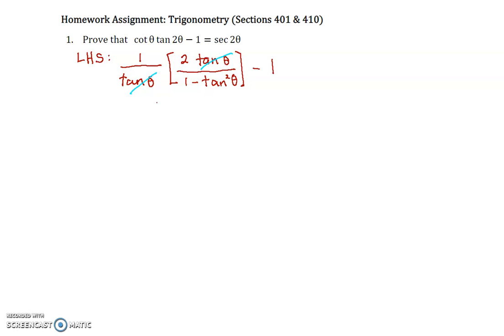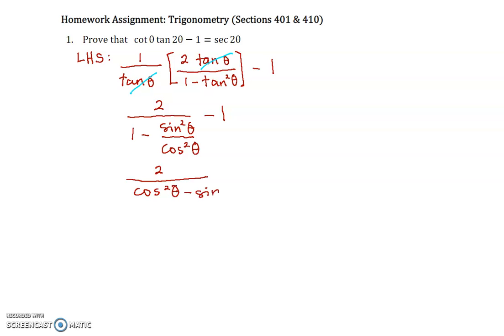And we have 2 over 1 minus tangent squared theta, which I'm going to change to sine squared theta over cos squared theta. And don't forget the minus 1 there. I'm going to combine this one, so look carefully. Cos squared theta, I'm going to multiply by 1 here, so it becomes cos squared theta minus sine squared theta over cos squared theta.